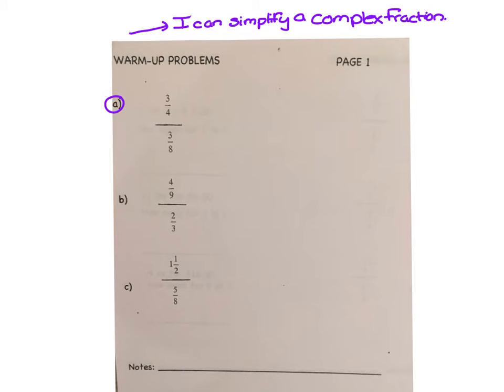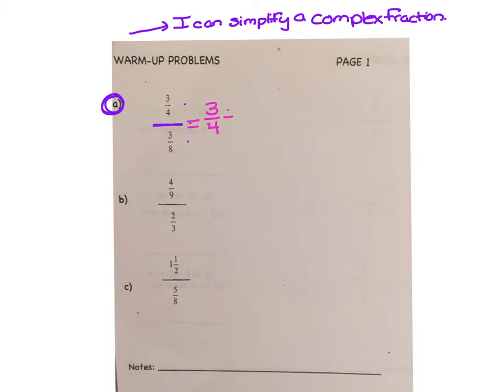Let's take a look at letter A on this warm-up page. We know that this bar between the two fractions means division. Let's read this fraction. 3/4 divided by 3/8. Please take notes along with me. Let's rewrite this in a linear fashion.